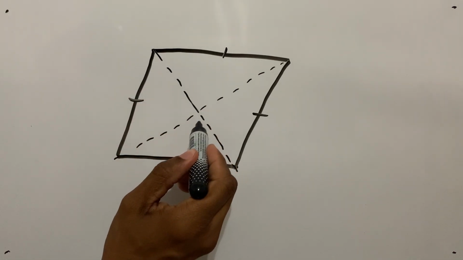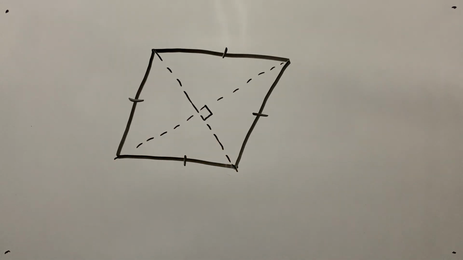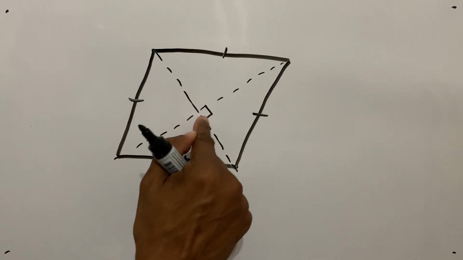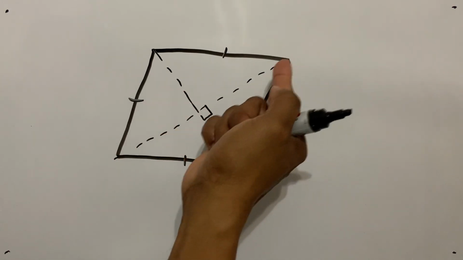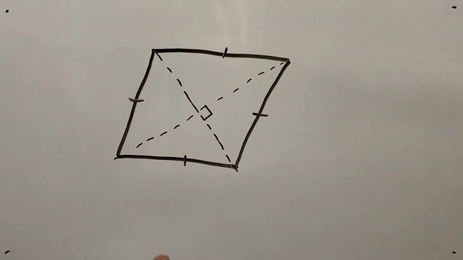where they intersect in the middle, they intersect at a right angle. So each of these angles in the middle, where the diagonals cross in a rhombus, is equal to 90 degrees.